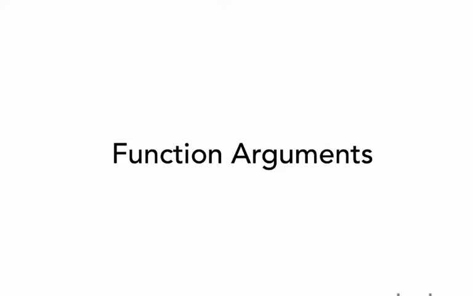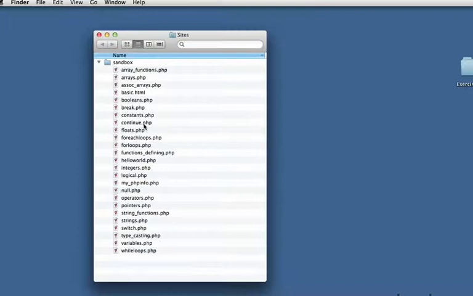In the last movie, we learned how to define and to call functions. In this movie, we'll gain a better understanding of how we go about working with arguments to our functions. Let's create ourselves a new file for this.